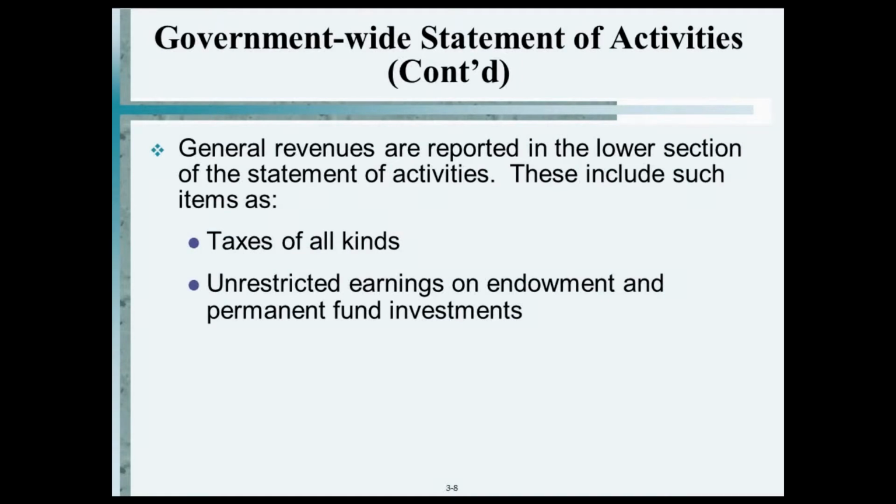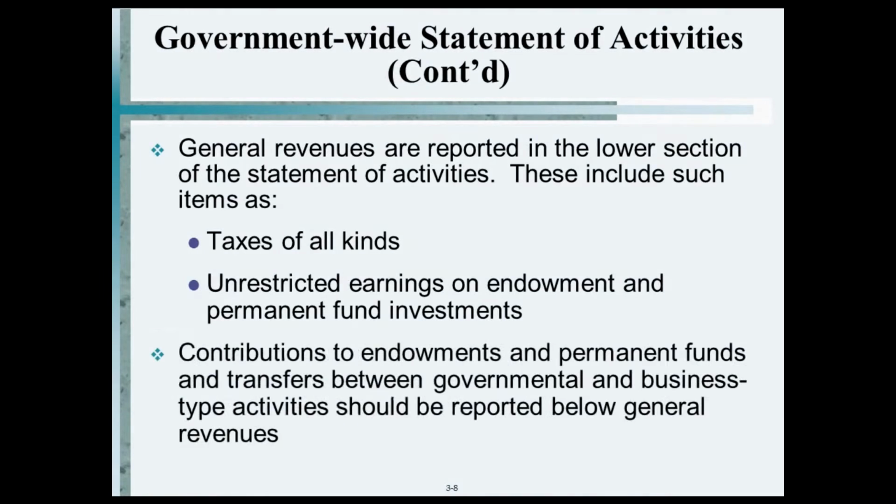Not fiduciary funds, but what? Permanent funds, those which are within the government. Okay? And contributions to endowment and permanent funds and transfers between. So if somebody gave the township money, this is where it would show up in the general revenue itself. Okay?